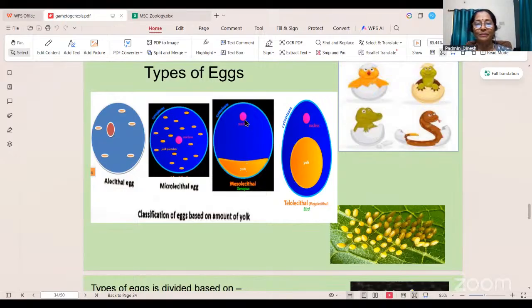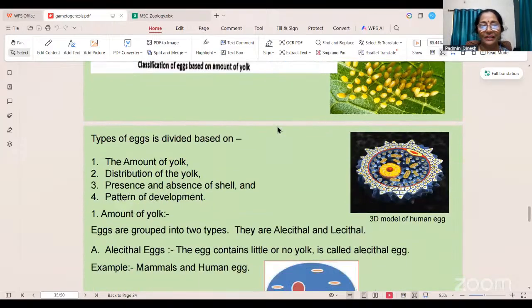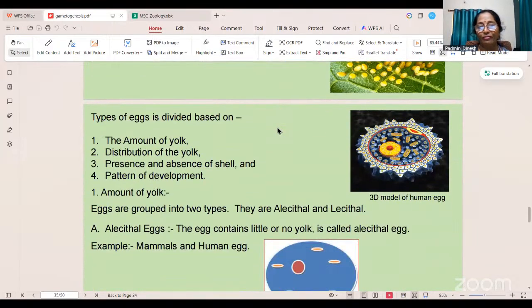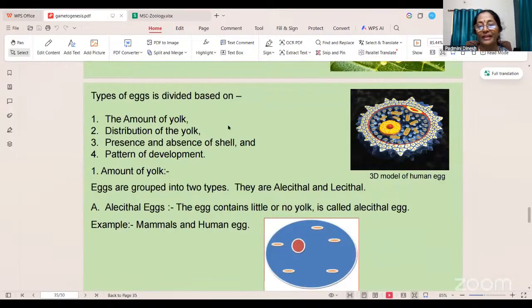That is the cytoplasm, and that is the nucleus. The nucleus contains the chromosomes. And megalecithal is where a large amount of yolk is present, with the nucleus and a little bit of cytoplasm over here. Mega means more amount of yolk. So these are the types of eggs that you'll have to discuss. This classification is based on amount of yolk, distribution of yolk, presence and absence of shell, that is cleidoic and acleidoic eggs, and pattern of development.